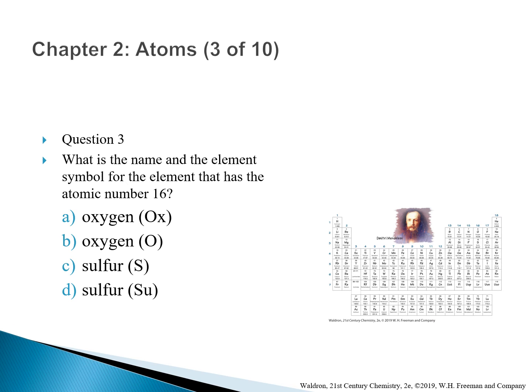Question number 3. What is the name and the element symbol for the element that has the atomic number 16? A. Oxygen, OX. B. Oxygen, O. C. Sulfur, S. D. Sulfur, SU. You would also need a periodic table for this question. Please pause your video here. The correct answer is C. Sulfur. Sulfur is located at group 16, period 3, with the symbol S for sulfur.